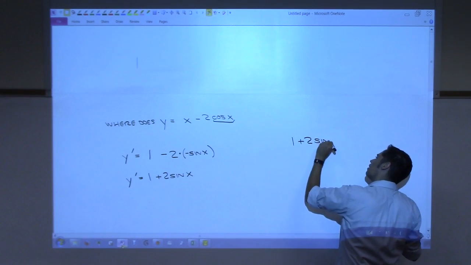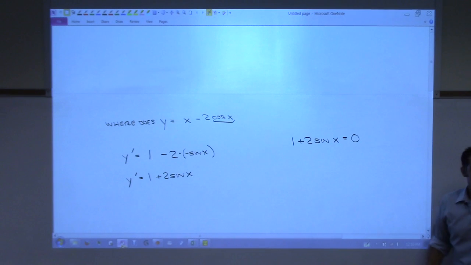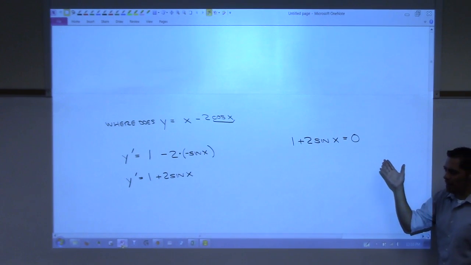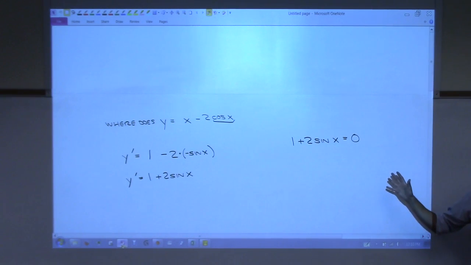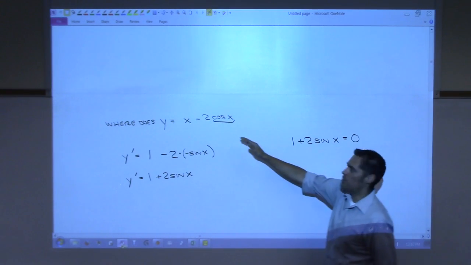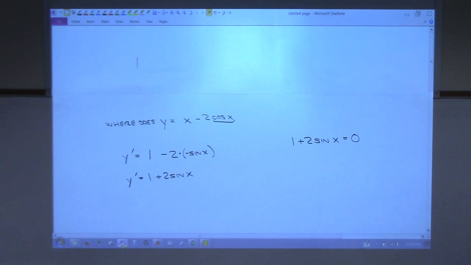And this, being set equal to 0, leads you back to pre-cal. This is part of one of the main goals of pre-calculus, which is to be able to solve a trigonometric equation. This is why, because it's going to allow us to find where we have horizontal tangent lines. So let's try and solve this.